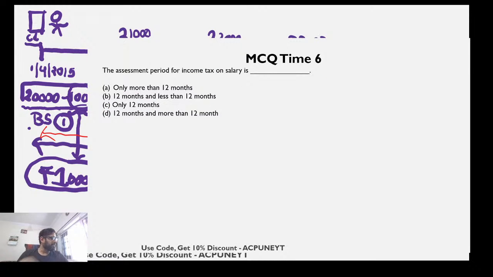Okay. The assessment period for income tax on salary is: only 12 months, more than 12 months, less than 12 months, or 12 months and more than 12 months. So is it 12 months or less than 12 months? What will be the correct answer here, Kurpesh? Okay, awesome. It will be 12 months or less than 12 months.